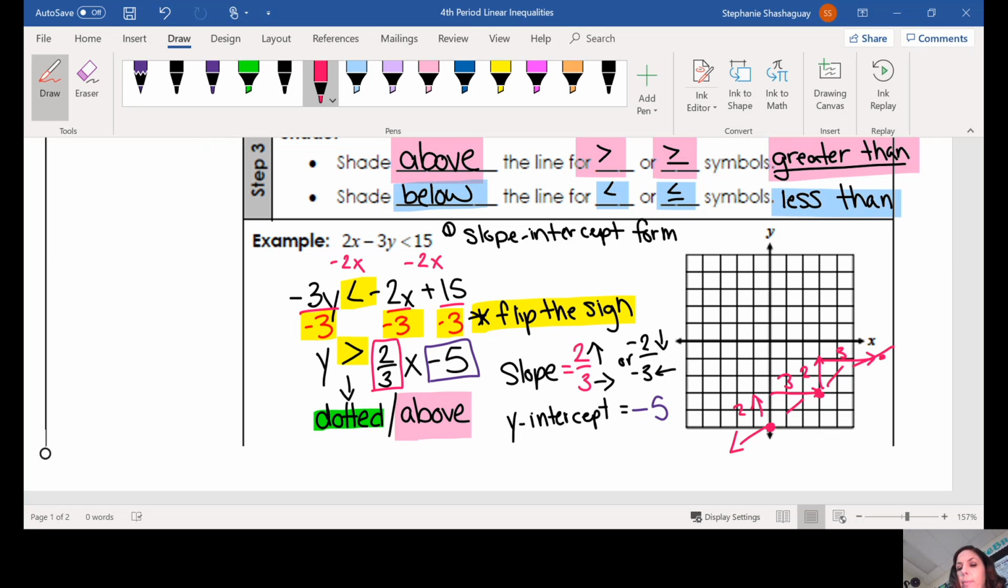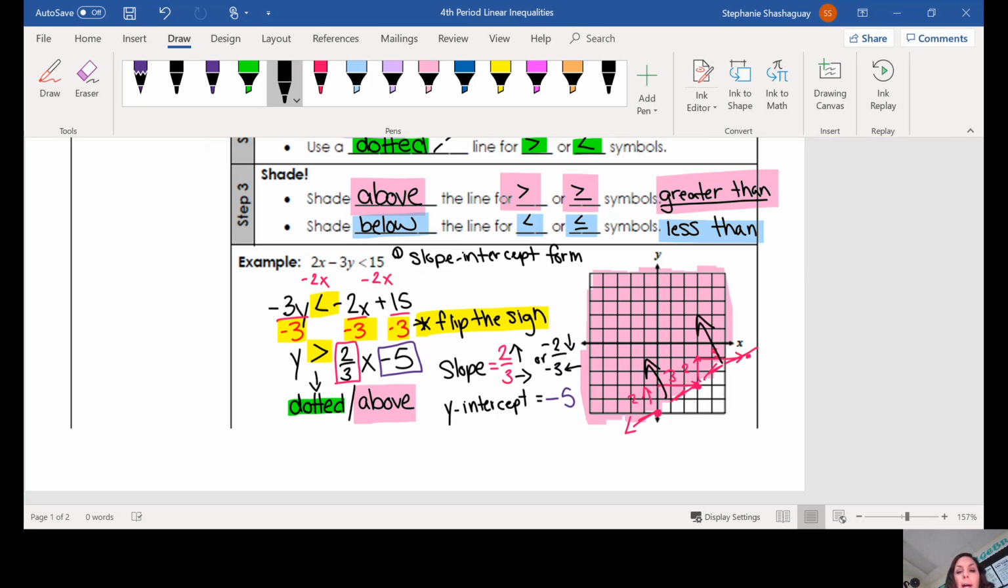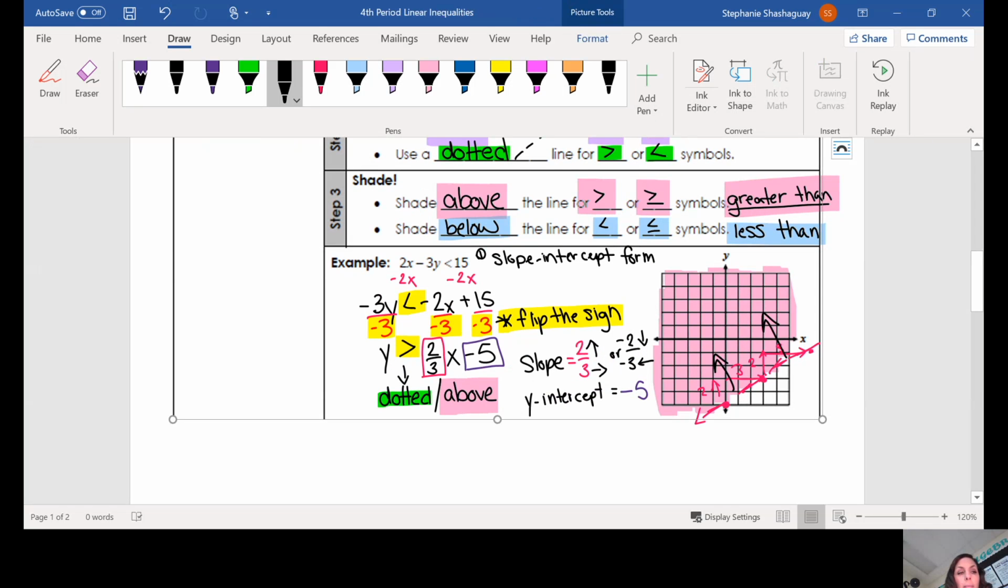Okay, it's not a very good line, but that's okay. My dotted line, and I have graphed this inequality, except I haven't shaded yet. Remember that we are shading above the line, so everything up here would need to be shaded in. Okay, because we are shading above the line. All right, so that's how you graph a linear inequality.